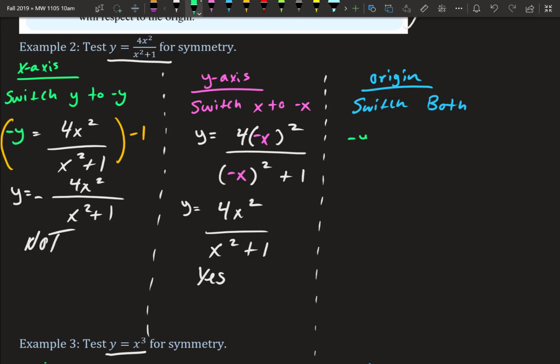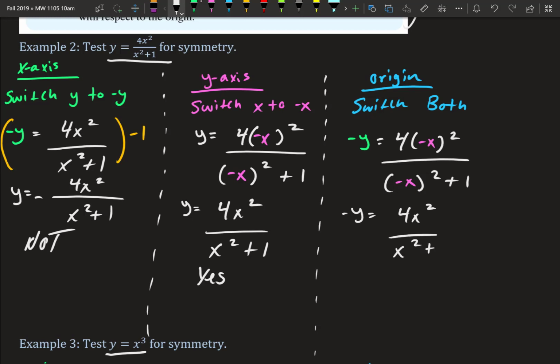So we'll have negative y equals 4x squared over x squared plus 1. And in that little parentheses part, we're going to put our negative x. So you notice how we just mushed both steps together. You can see that we put the green and the purple in. So let's go ahead and simplify this. We have negative y equals positive 4x squared over x squared plus 1. And then we're not allowed to have this negative y, so we get rid of it.